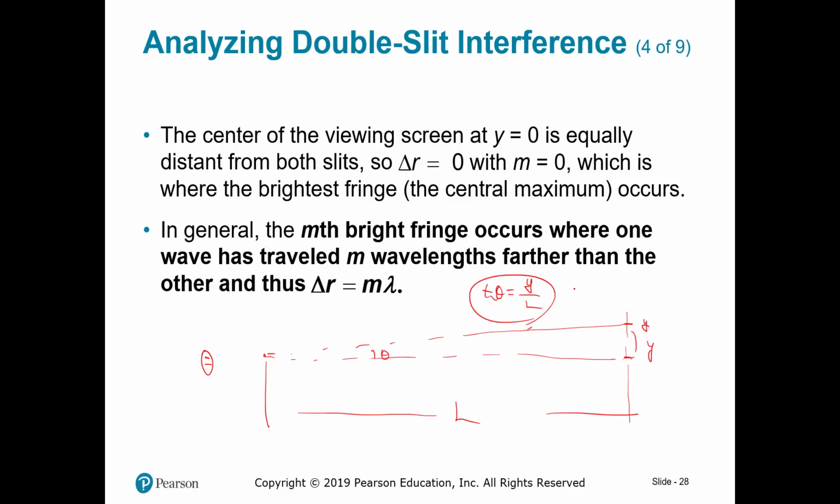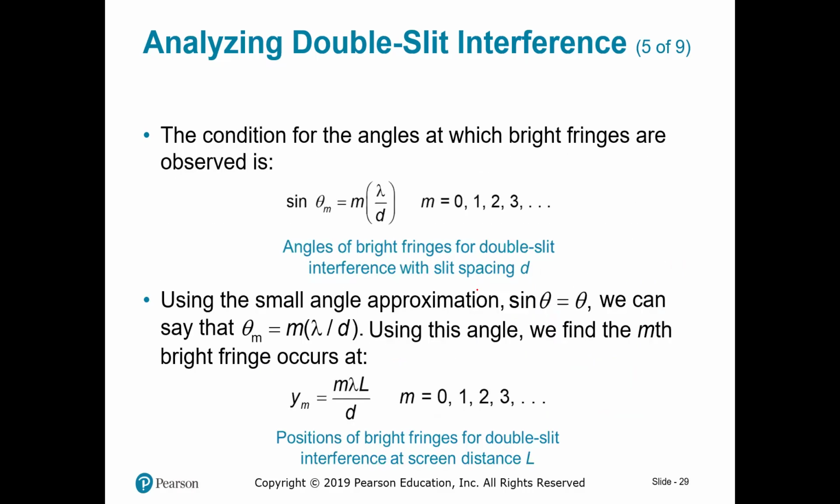And then another requirement for the constructive wave, if you remember, is that the path length difference, d sine theta, is m lambda. So these are the two core equations for the double slit experiment. Make sure you can derive these two equations, right? And then the next step is straightforward.